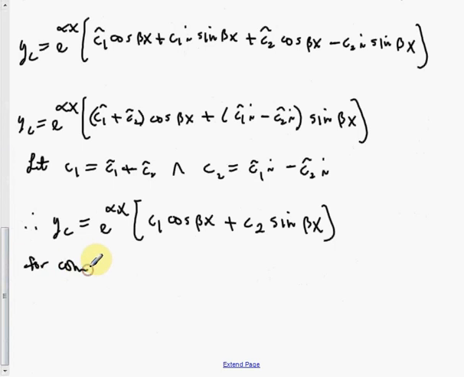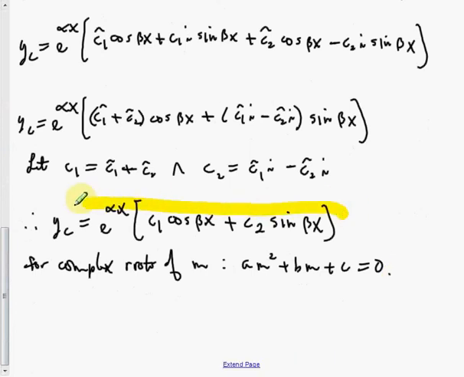For complex roots of m, where that came from m squared plus bm plus c equal to 0. So the way that you're going to write your solution, if you have those complex roots, is by that form there.